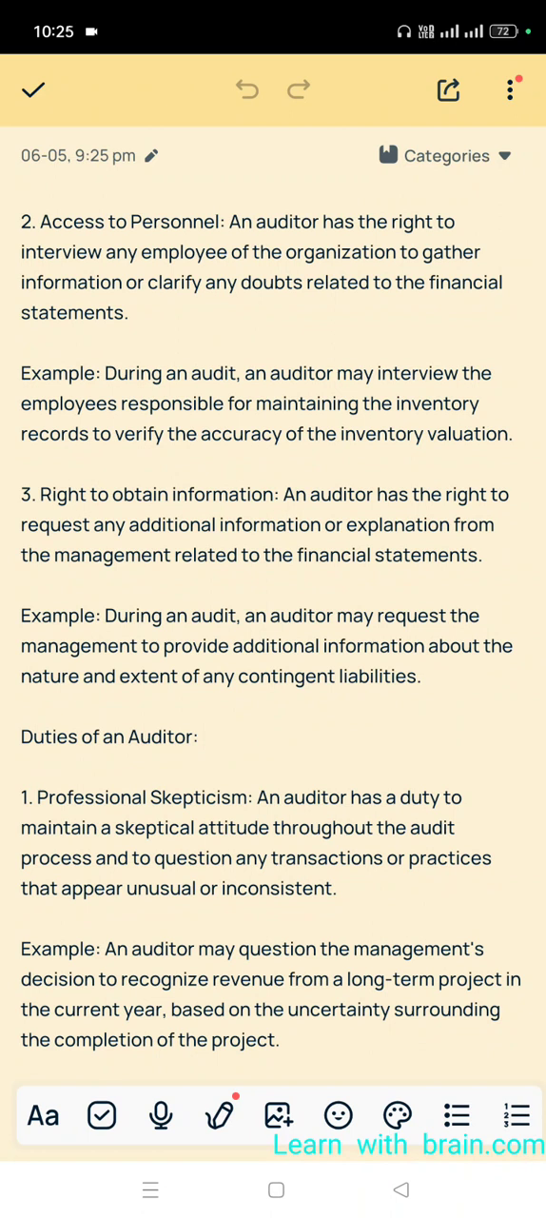For example, during an audit, an auditor may interview the employees responsible for maintaining the inventory records to verify the accuracy of the inventory valuation. So he can interview the employees who are responsible for maintaining the inventory records to verify the accuracy of the inventory valuation. It's simple language, you can easily understand.